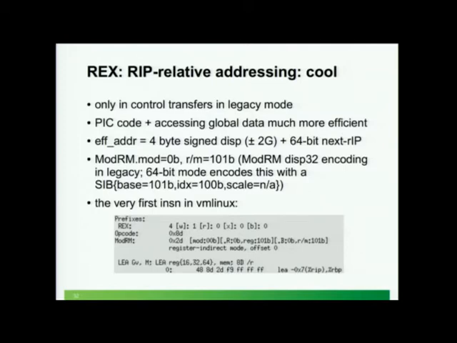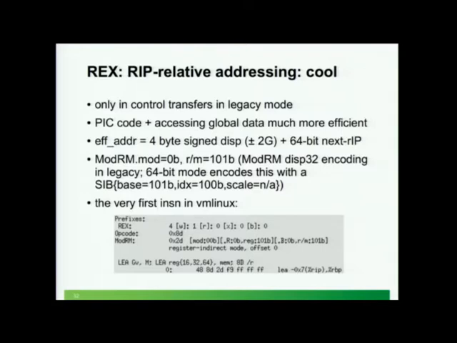So the effective address is a data offset from RIP, and RIP is computed from the address of the next instruction. How it's done: you add a 4-byte signed displacement to the 64-bit next instruction pointer. So you have to compute the address of the next instruction first, and then you add the offset, and this is how you do the memory access. It's much easier to do that than before, with this type of addressing in position-independent code.